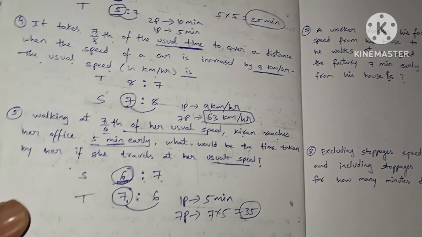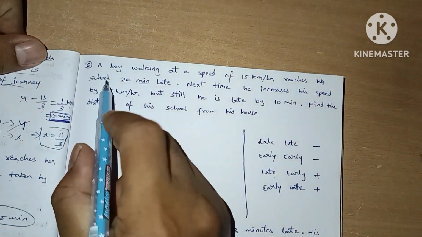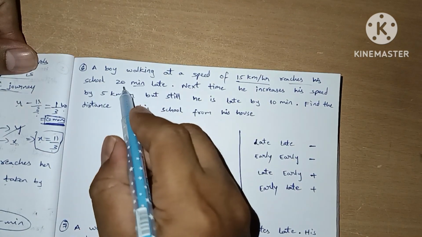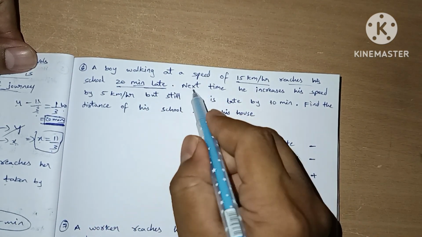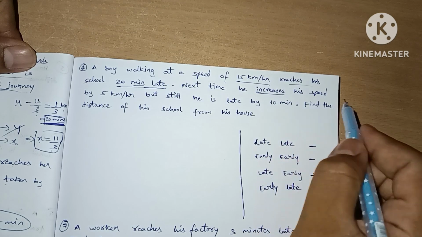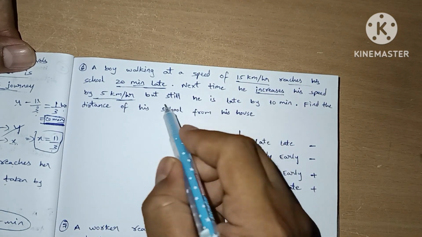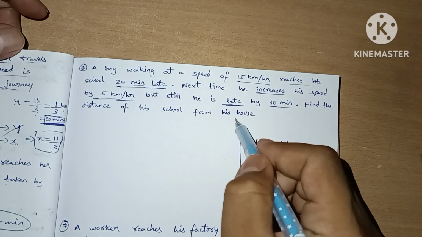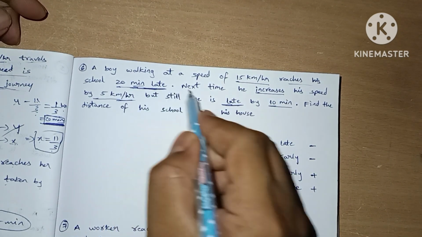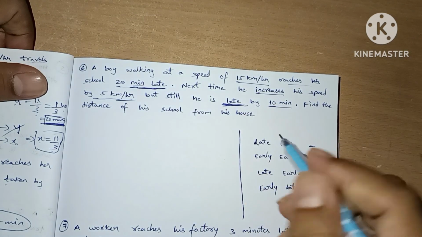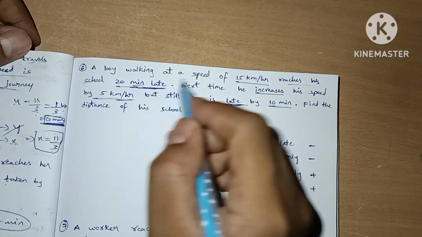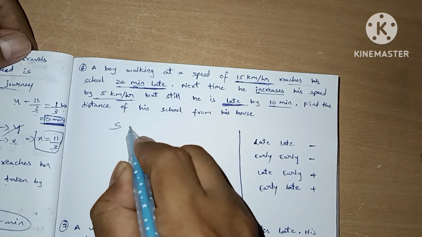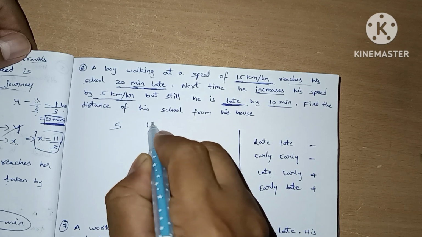Okay. Now we are going to see question number 6. A boy walking at a speed of 15 kilometers per hour reaches his school 20 minutes late. Next time he increases his speed by 5 kilometers per hour, but still he is late by 10 minutes. So the concept we are going to learn here is the late and late concept. Initially he travels with 15 kilometers per hour, so speed S1 is 15 kilometers per hour.